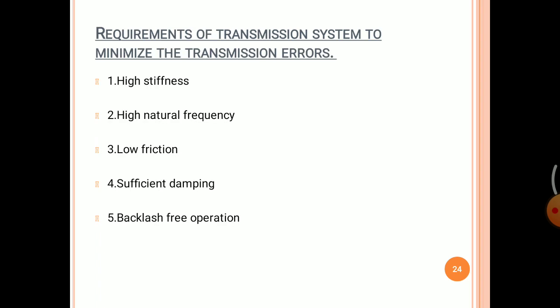Now, what is the requirement of the mechanical transmission system? To minimize the transmission errors, there should be very little power loss or transmission loss. The requirements are high stiffness, high natural frequency, lower friction, sufficient damping, and backlash free operation. So these are the five requirements for minimizing the transmission errors.